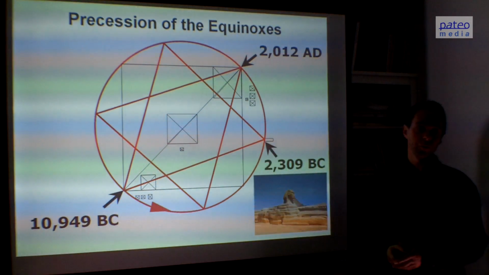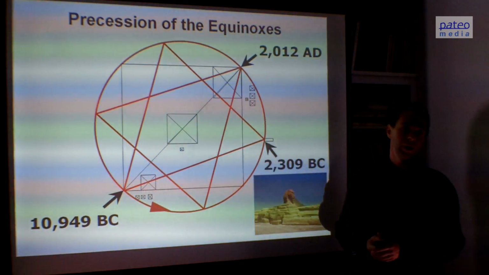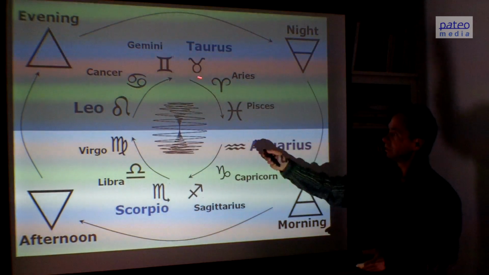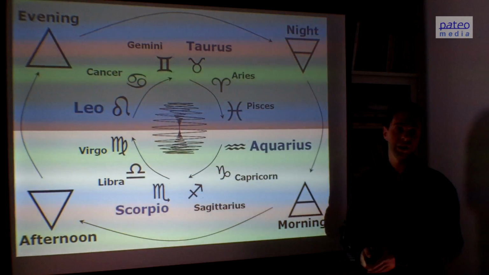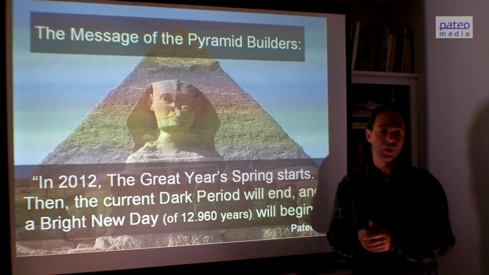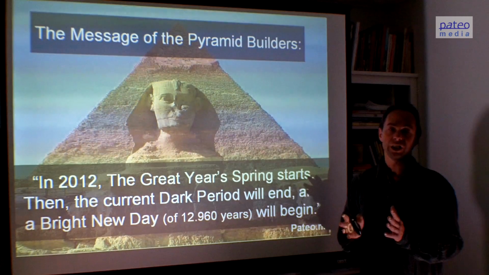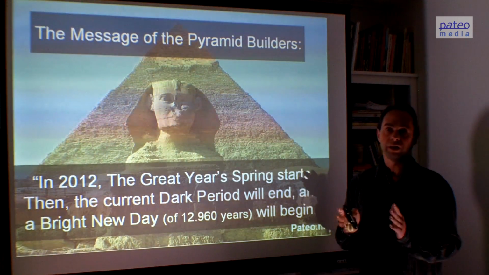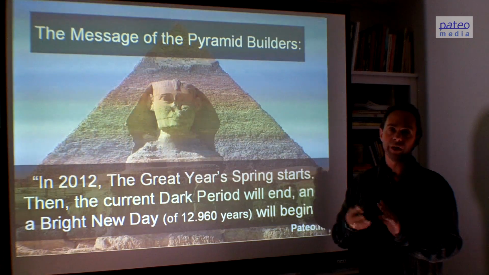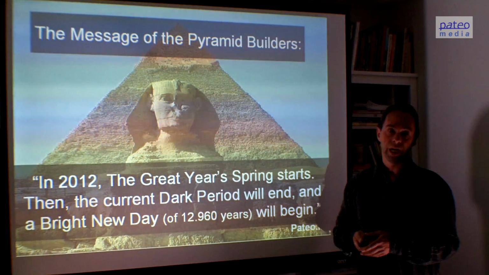And that will be 2012. That is the moment when we hit the light period again, when we go to the age or the eon of Aquarius. So we had 13,000 years of darkness, and then we will have again 13,000 years of light. And that is the message of the pyramid builders. In 2012, the great year spring will start, bringing a bright new day. And that is why all the dark systems we have now, the money system, the control system, all the divide and conquer that is going on, all those things will disappear. We will make a full new start. We will reinvent everything and we'll start a new way of living on this planet. That is the message of the ancient pyramid builders.